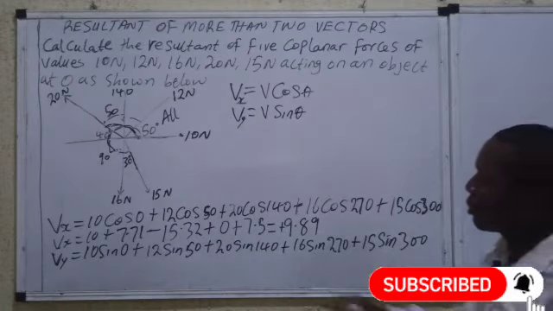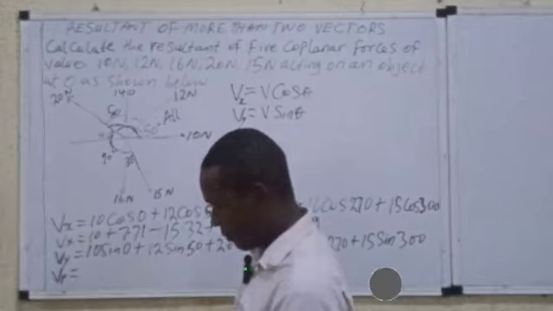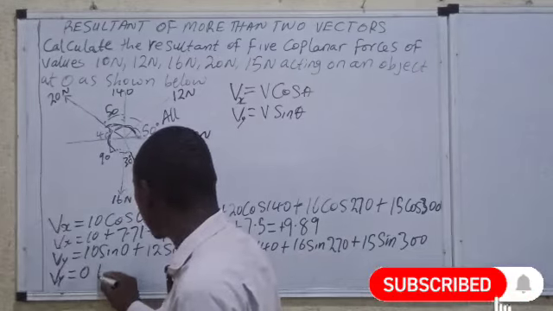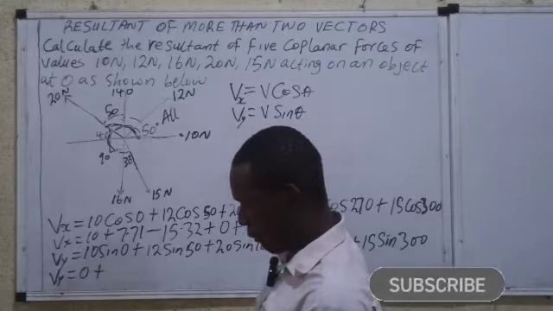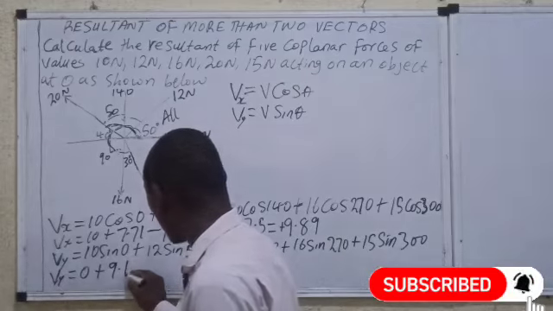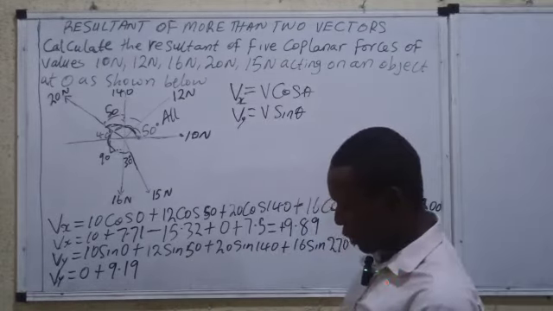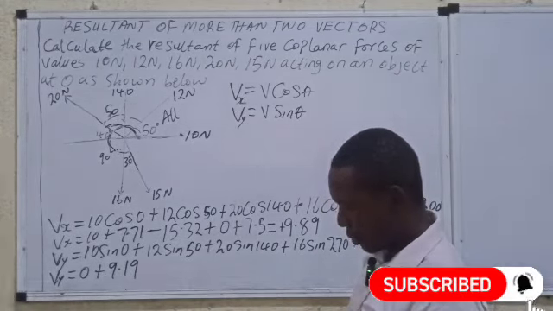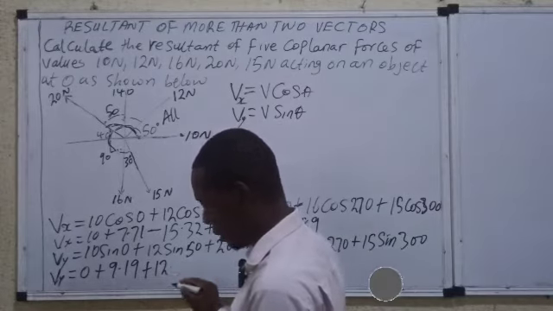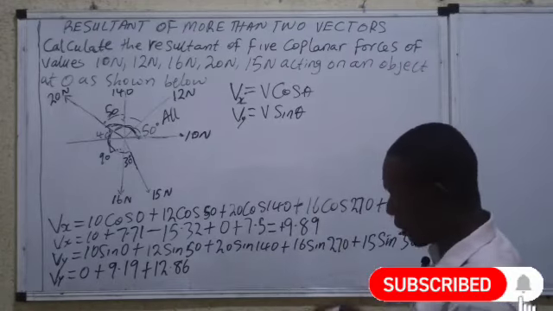Now, you now use your calculator. Vy is equal to, so you put your 10 sine 0, what do you have? 10 sine 0, you have 0 plus 12 sine 50, what do you have? 9.19, okay. 20 sine 140, you have half plus 12.86 approximately, okay.